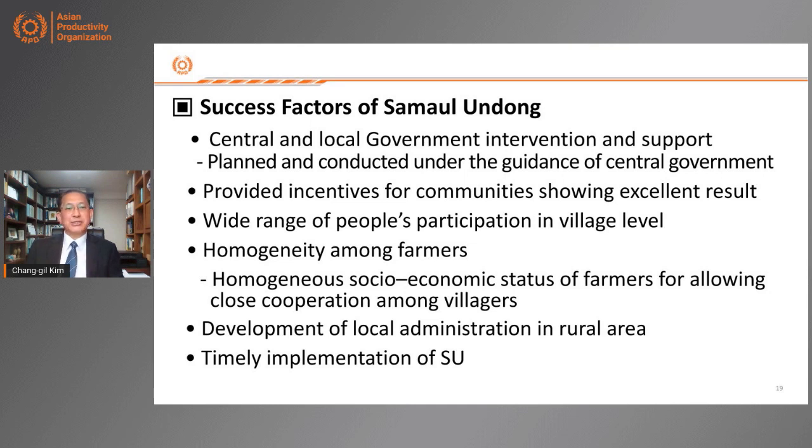And then secondly, providing incentives for communities showing excellent results. That means it was a performance-result-based project. And then a wide range of people's participation at the village level. Fourth is homogeneity among farmers, and then development of local administration in rural areas. Finally, timely implementation of Saemaul Undong. These are the success factors of Saemaul Undong. So maybe if you're interested in Saemaul Undong, your country is also concerned about these kinds of success factors. However, each country is different and has a different perspective.